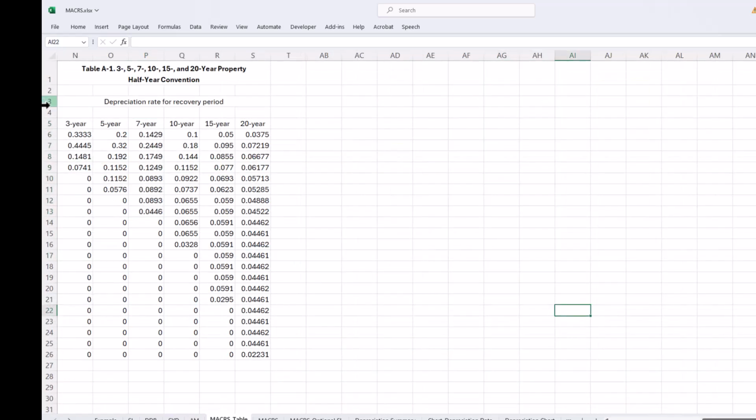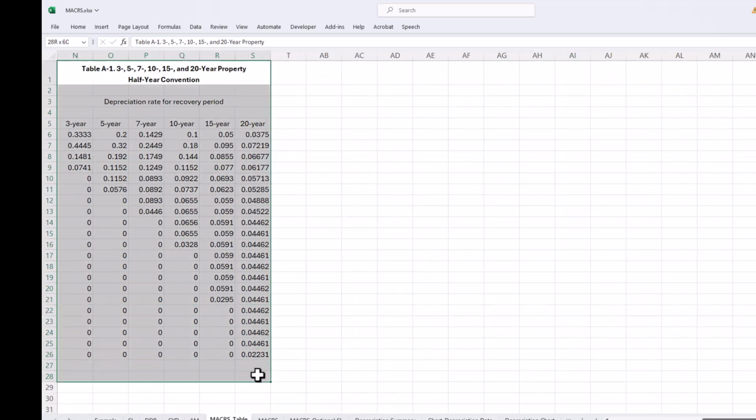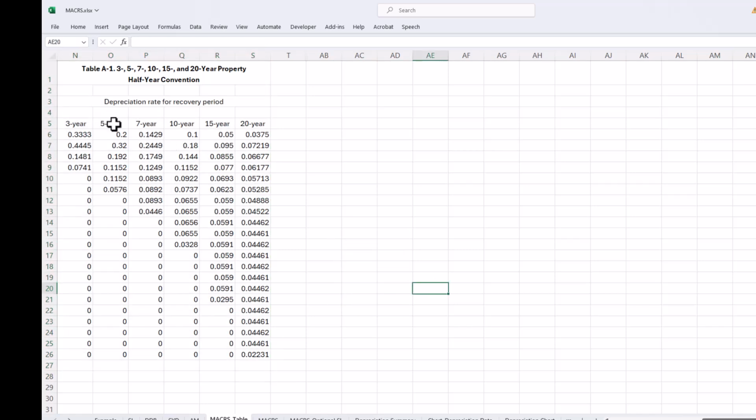Now, what about MACRS? Well, that's for tax purposes. Here is the table that I captured from that publication, and I simply converted it into percentage form here, as you can see.